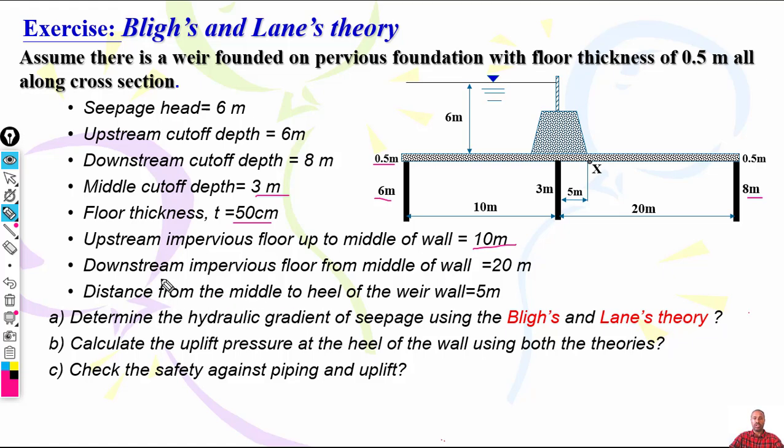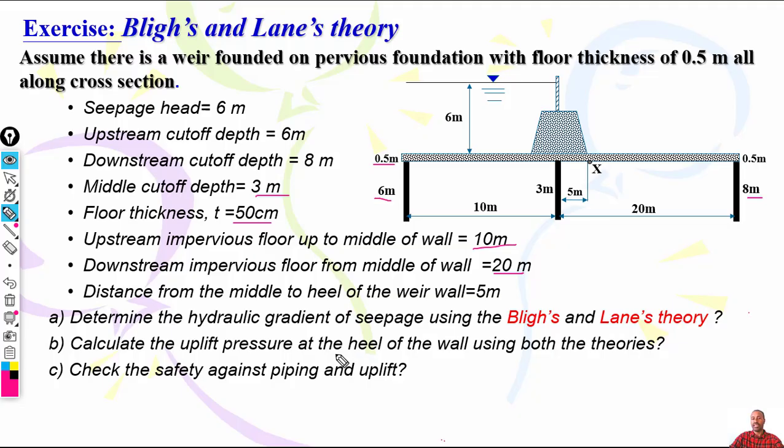From the middle, this is the middle, this is the last for the downstream. So you have 20 meter, and distance from the middle to the heel of the weir, which is this one. This is the heel of the weir, which is at this point. Then you have 5 meter. So you are going to calculate the uplift pressure at the heel of the wall using both theories.